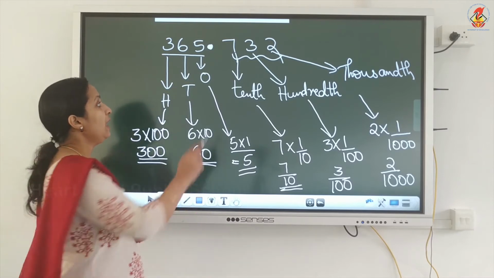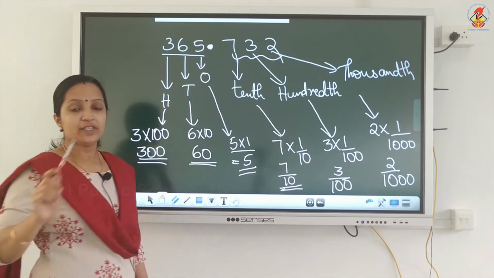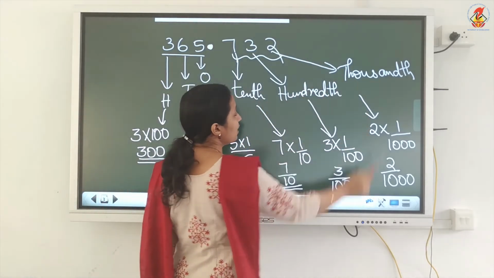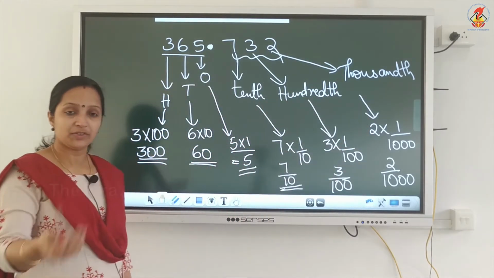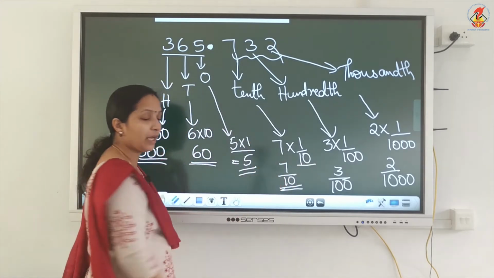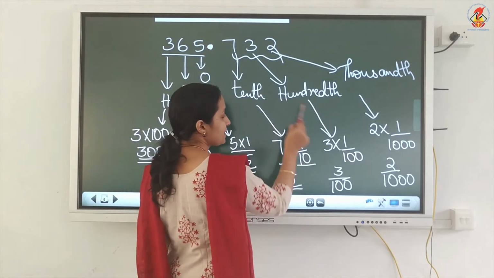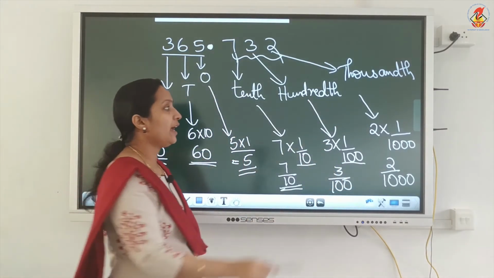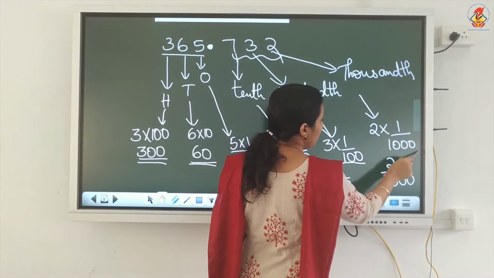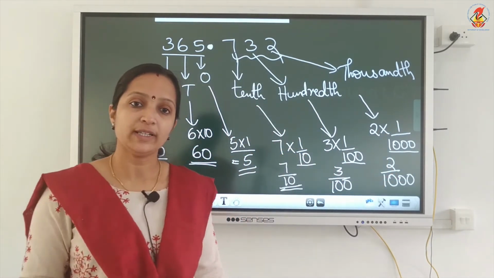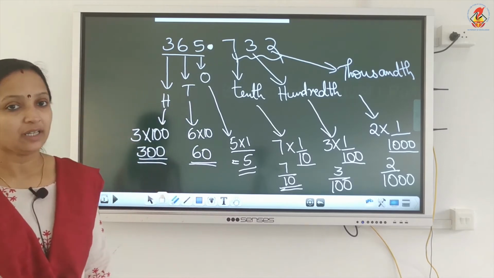Be careful, after the decimal point, the first place is 10th, the second place is 100th and the third place is 1000th, like that it will go. And how will we represent 10th? 10th is represented by 1 by 10. 100th is represented by 1 by 100. And 1000th is represented by 1 by 1000. So if you want to find the place value, just multiply like this.